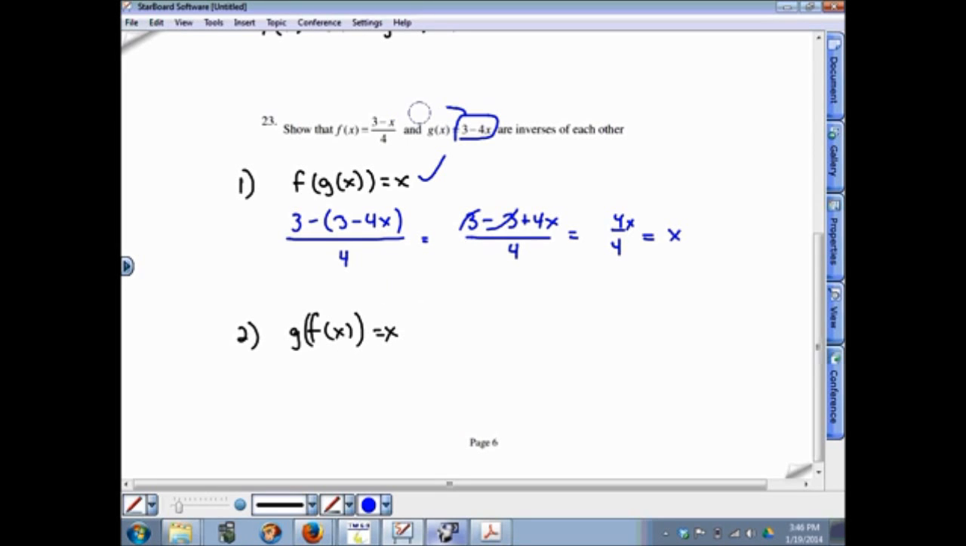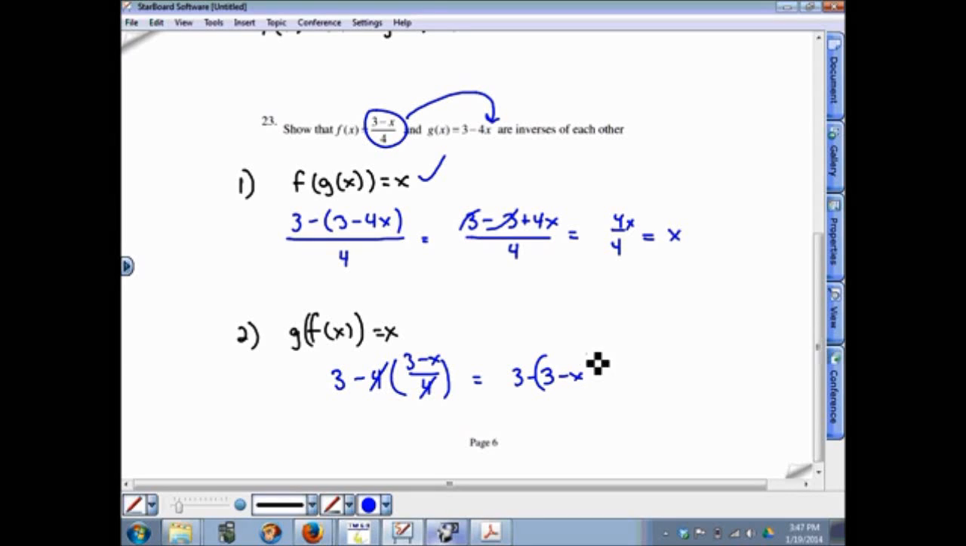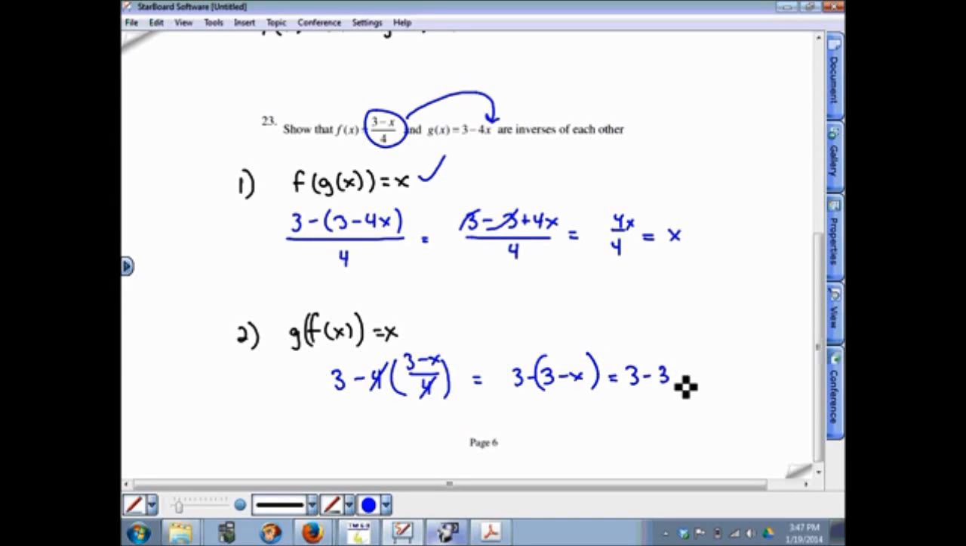Now the other way around, g of f of x, that means the f function here is going to go inside the g function right there. So this is 3 minus 4 times the f function, which is 3 minus x over 4. The 4's cancel, so this is 3 minus 3 minus x, which is 3 minus 3 plus x. The 3's are gone, so we're just left with x, which shows that the composition going both ways is equal to x.